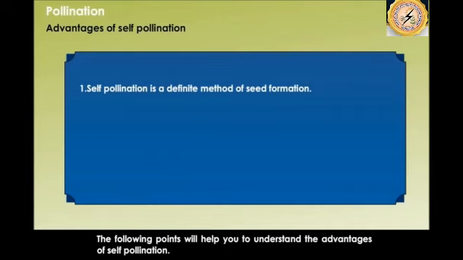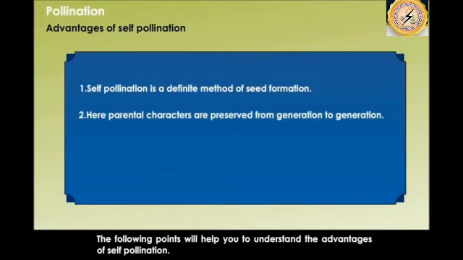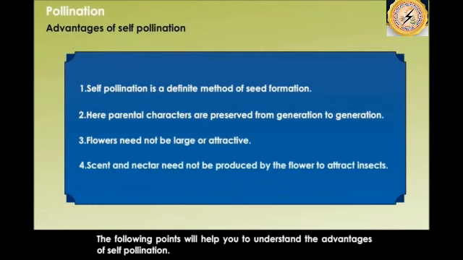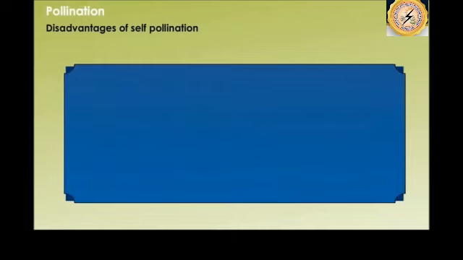So self-pollination is a definite method of seed formation. So here the parental characteristics are preserved from one generation to the next. Flowers need not be large or attractive for the pollen grains to come, and the scent and the nectar, that is the flower juice, need not be produced by the flower to attract the insects also. So these are the various advantages.